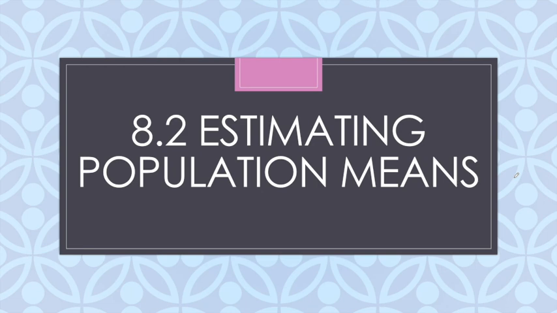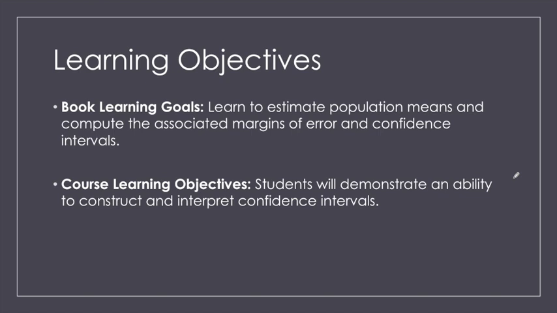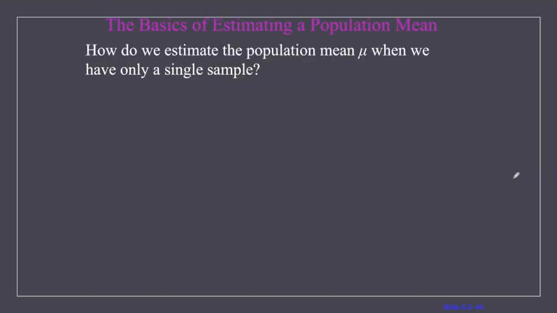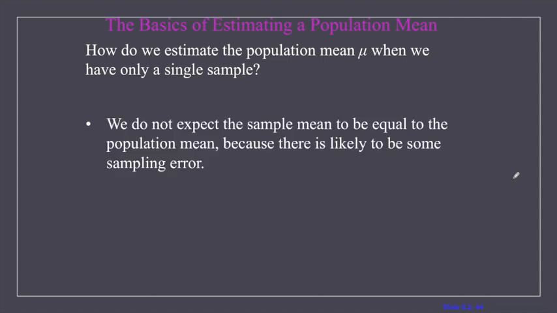Alright class, this video is going to cover section 8.2, which is all about estimating population means. So, how do we estimate the population mean when we only have a single sample?